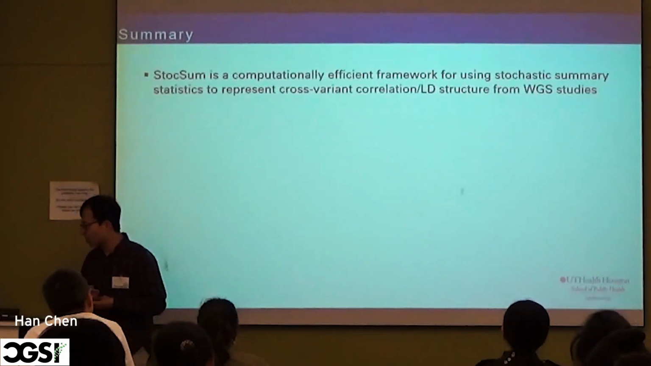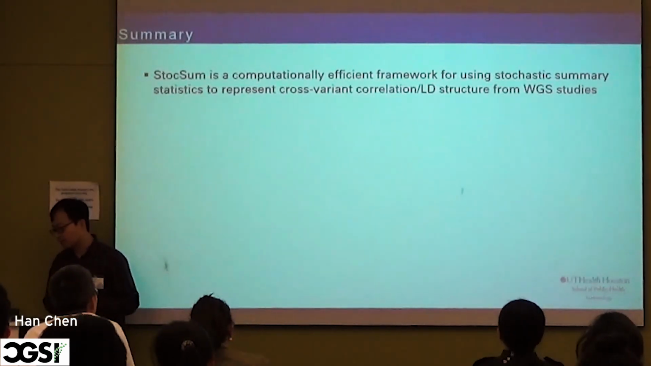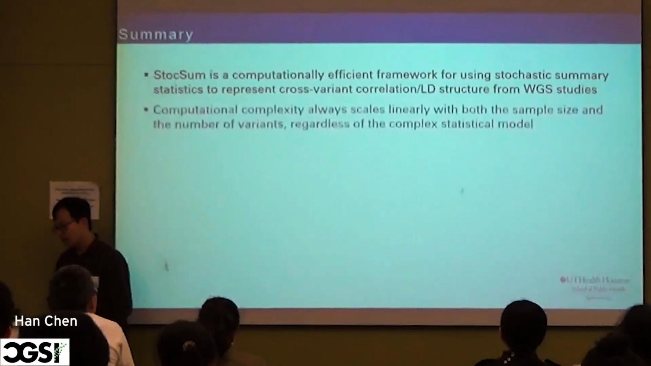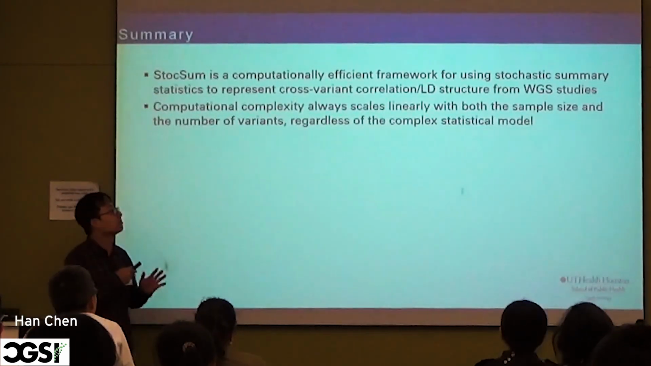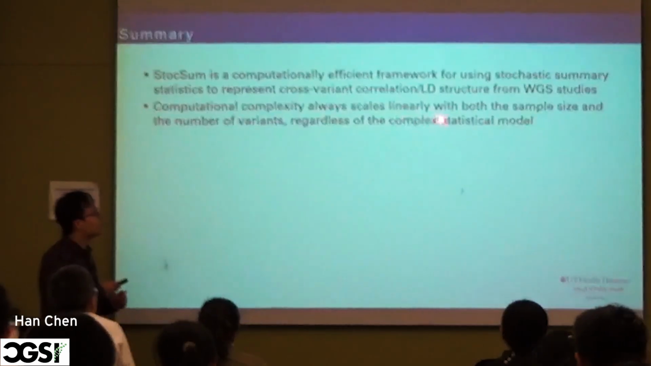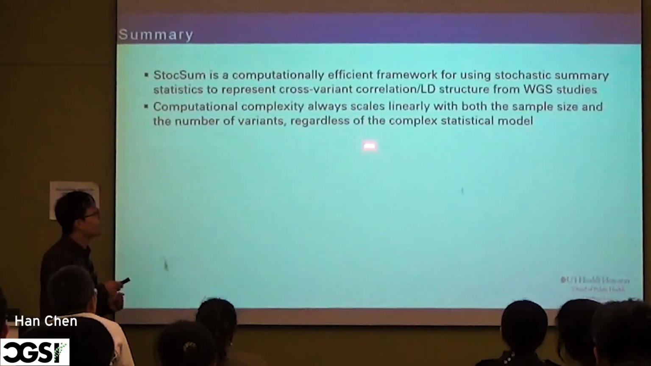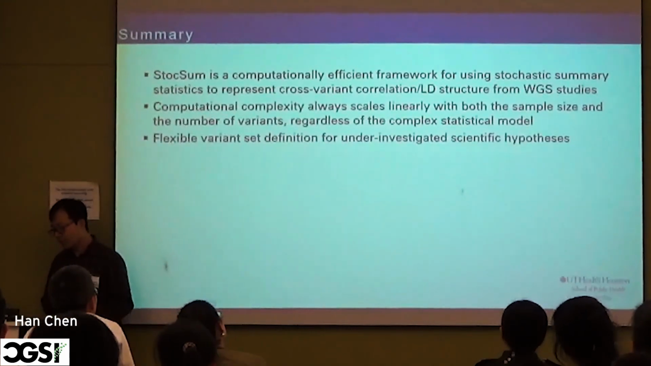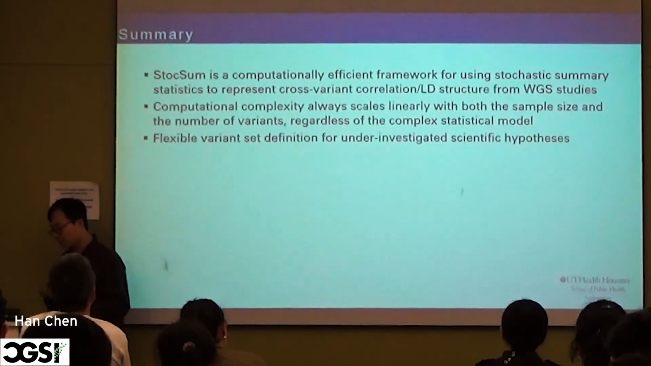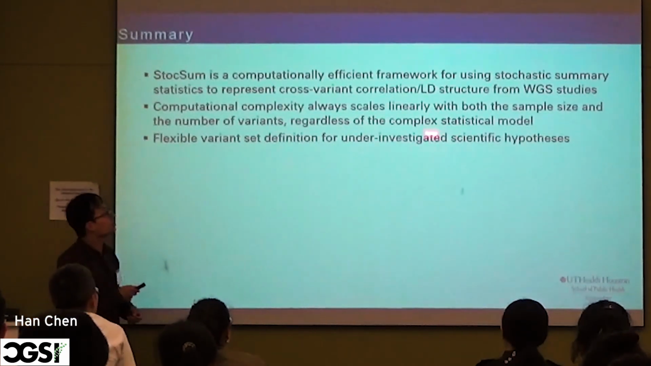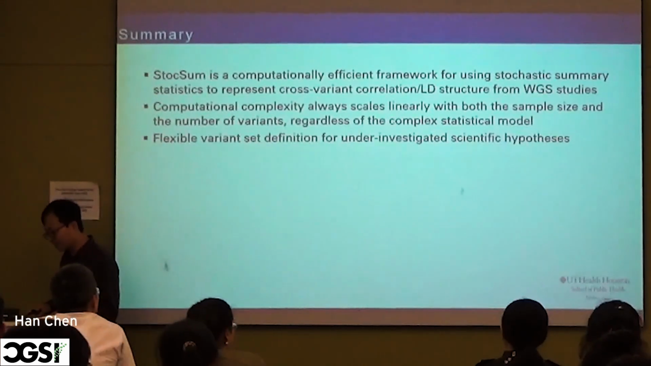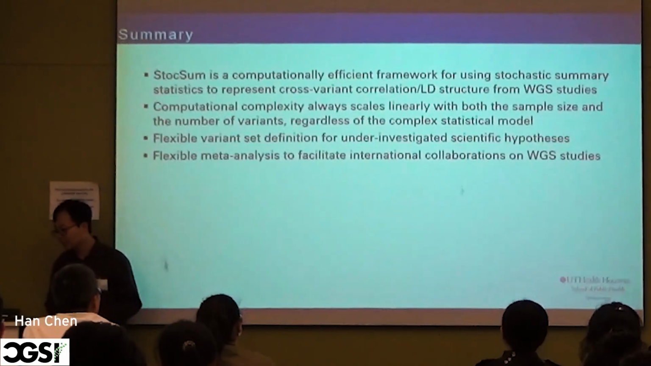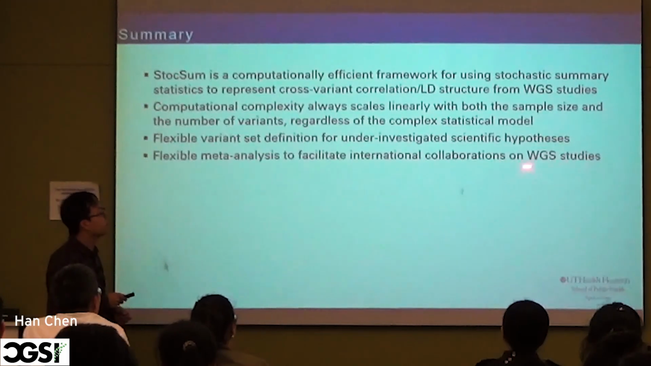We have developed a computationally efficient framework for using stochastic summary statistics to represent the cross-variant correlation, or LD structure, from whole genome sequencing studies. And the computational complexity, because this is just a matrix multiplication, always scales linearly with both the sample size and the number of variants, regardless of the complex statistical model that you're looking at. And so we can allow flexible variant set definition for many under-investigated scientific hypotheses. Now we can test that. And we can also allow flexible meta-analysis to facilitate international collaborations using whole genome sequencing resources.